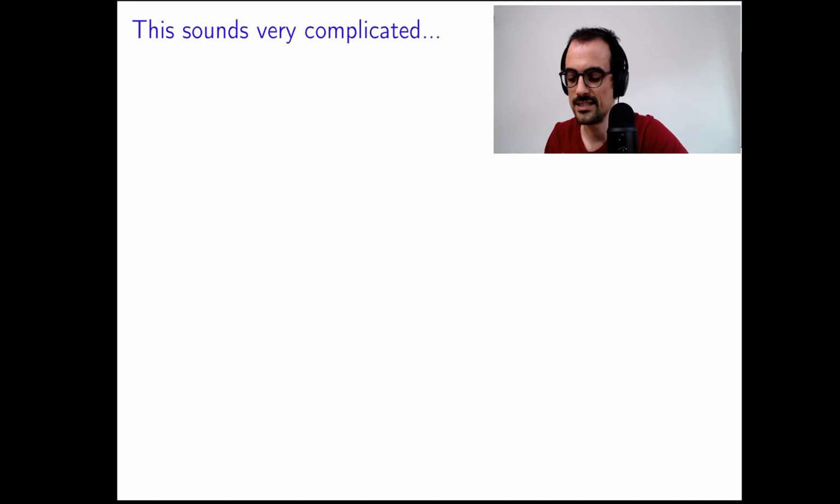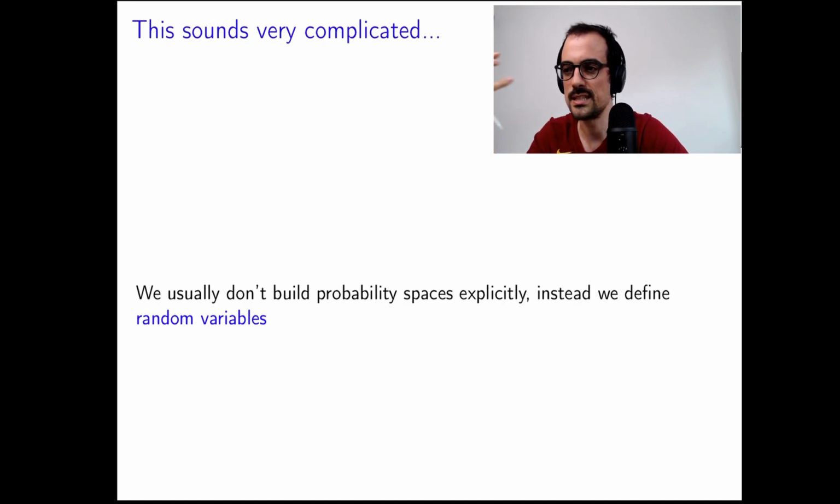Okay, this is just the mathematical foundation for additional objects that we're going to define. And in particular, when we define random variables, you will see that you can very quickly forget about probability spaces, but you still need to know what a probability space is so that we can actually define a random variable and start using them.